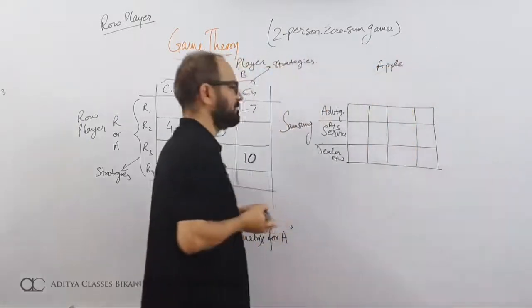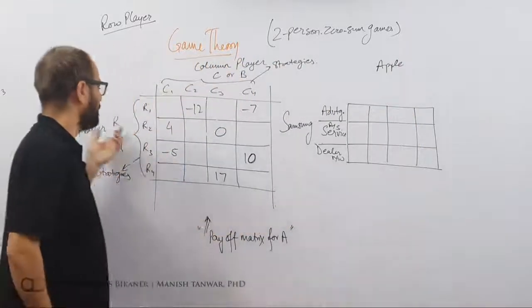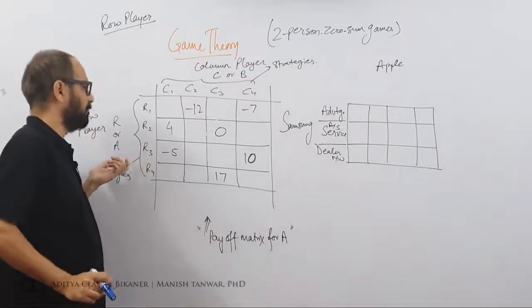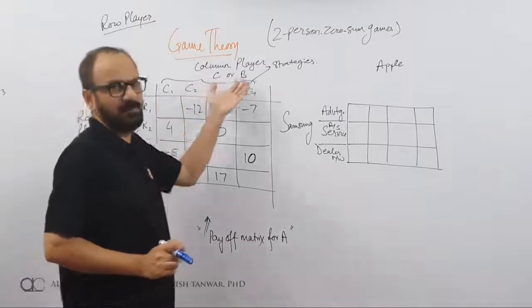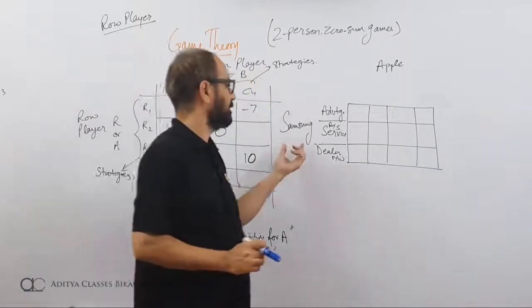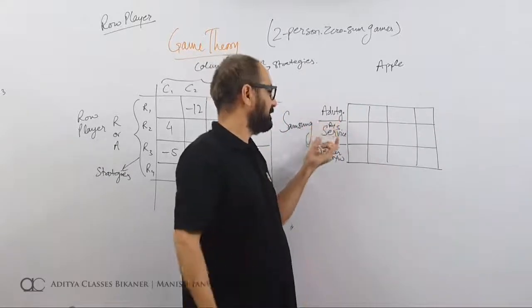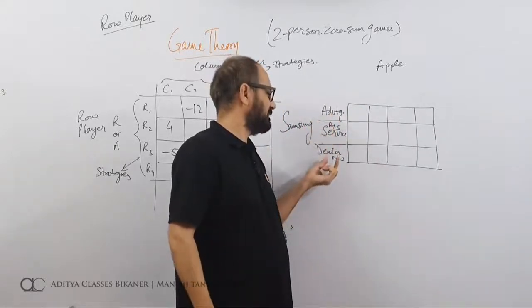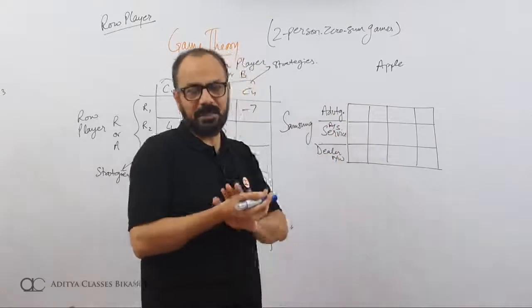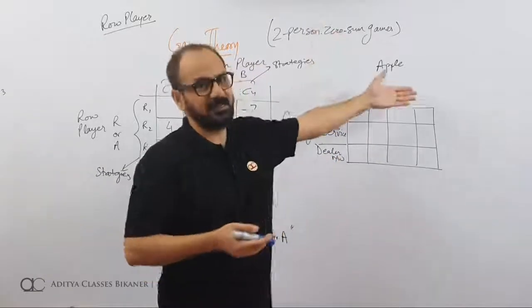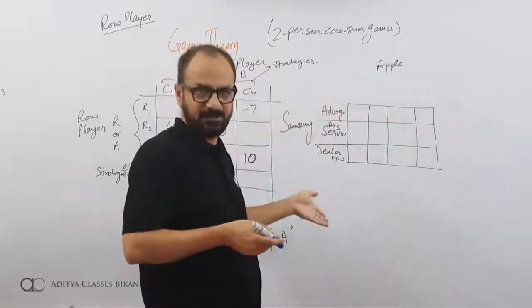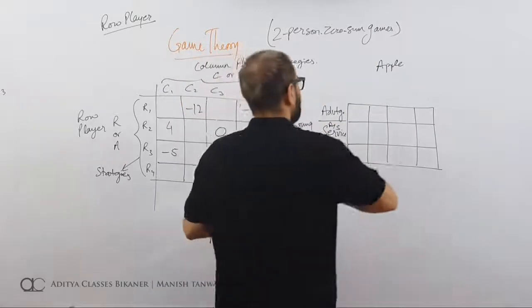As we talked, it is not compulsory that we call them row player or R, or call them column player or B. We have Samsung and Apple. Samsung is considering strategies like aggressive advertising, after sale service and dealer network. At the same time, it is not necessary that Apple will also consider these same strategies. They might be considering different strategies.